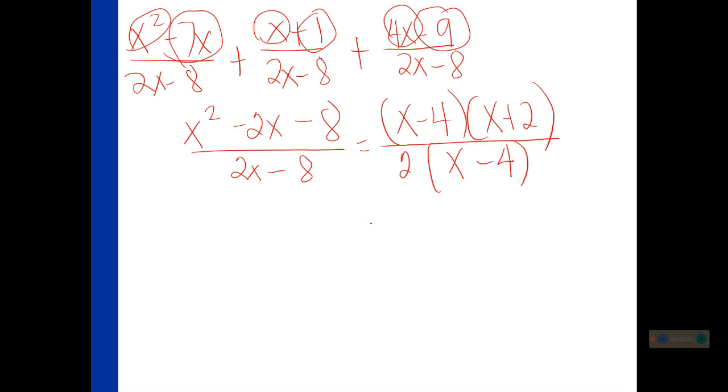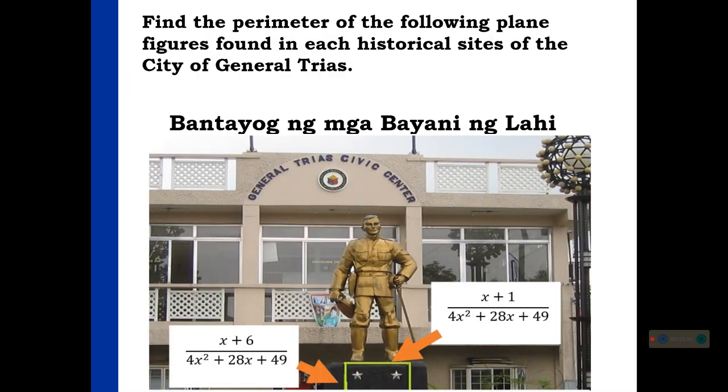And then, apply simplifying RAE. You can simplify this by cancelling out or dividing out the common factor. So, this will become 1. And then, you are left on the numerator with x plus 2, and on the denominator, you are left with 2. So, that's why you have here the sum in simplest form, which is x plus 2 over 2. Okay, any questions so far? Okay, let's proceed with the second one.